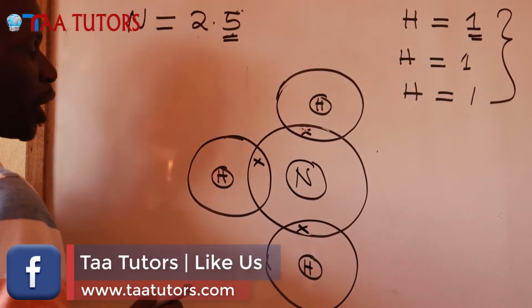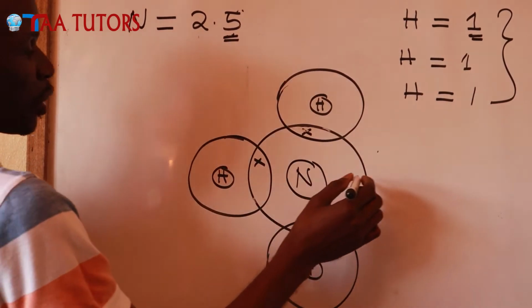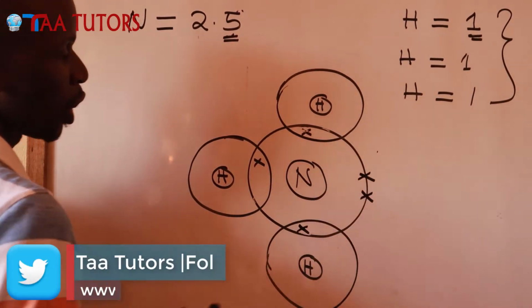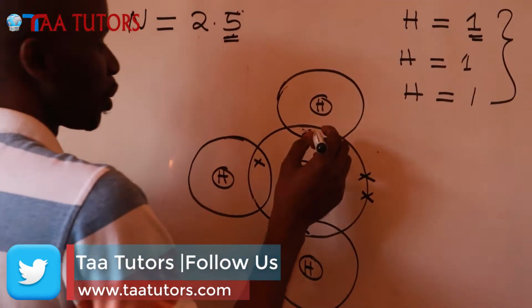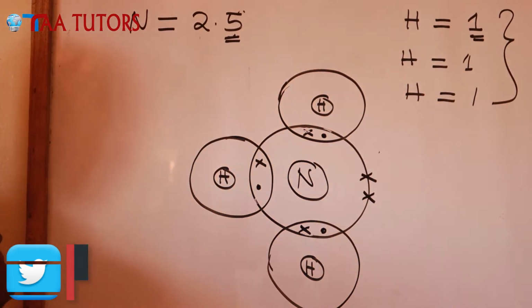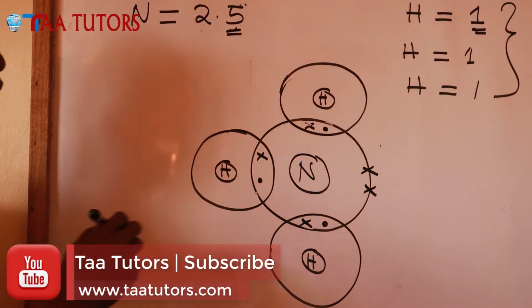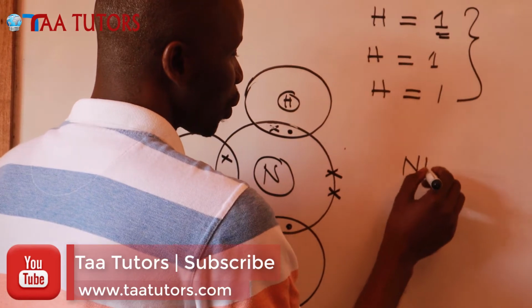So what do we put here? It means that there are 5 here, but 1, 2, 3 are here. It means 2 will be unbonded outside there. So hydrogen will bring in the dots, each electron from hydrogen. This is what we call ammonia. Ammonia is actually NH3.